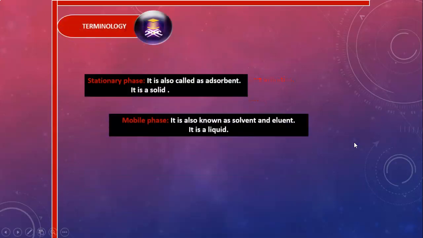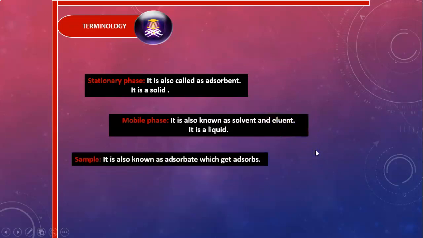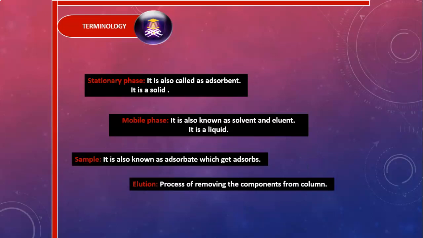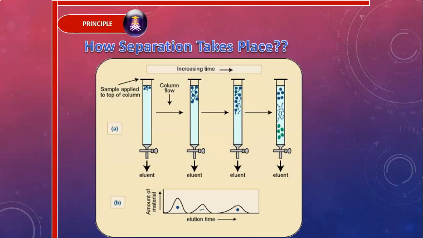Some terminology in column chromatography. The stationary phase in column chromatography is called an adsorbent, and it is a solid. The mobile phase is also known as solvent or eluent, and it is in liquid form. The sample is also known as the adsorbate, which gets adsorbed. Elution is the process of removing the components from the column, and the eluate is the separated component.